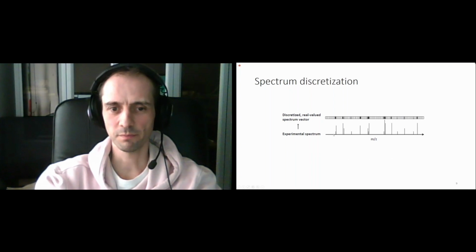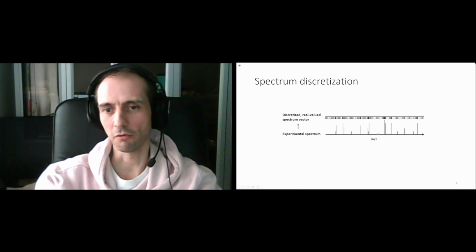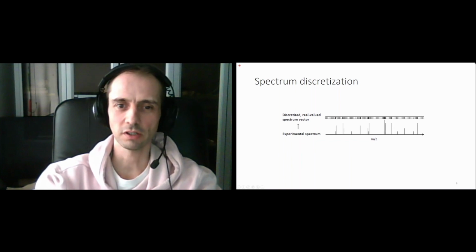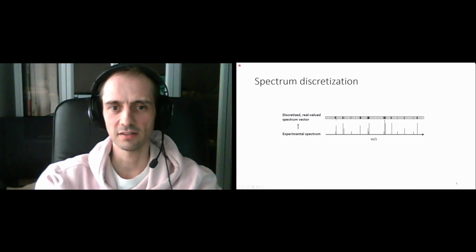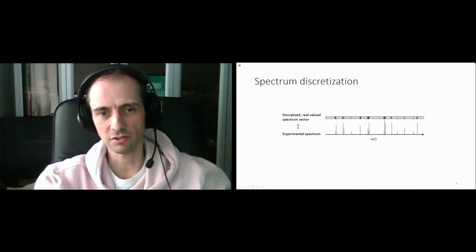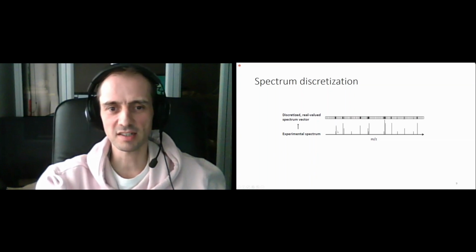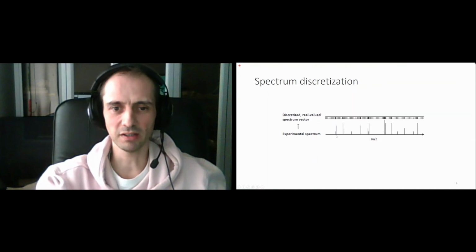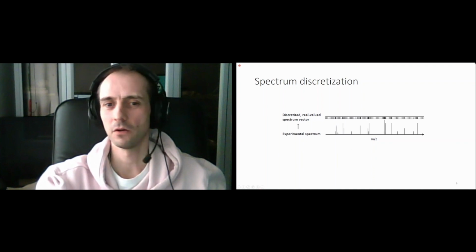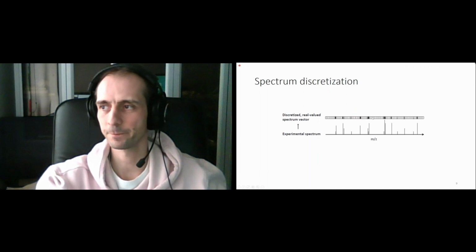So basically we divide the x-axis, the horizontal axis, into small bins, and then we get some vector. The value in this vector is the sum or the maximum of the intensity of the peaks which fall into that given bin. Okay, so basically the experimental spectrum is represented with a discretized real valued spectrum vector.